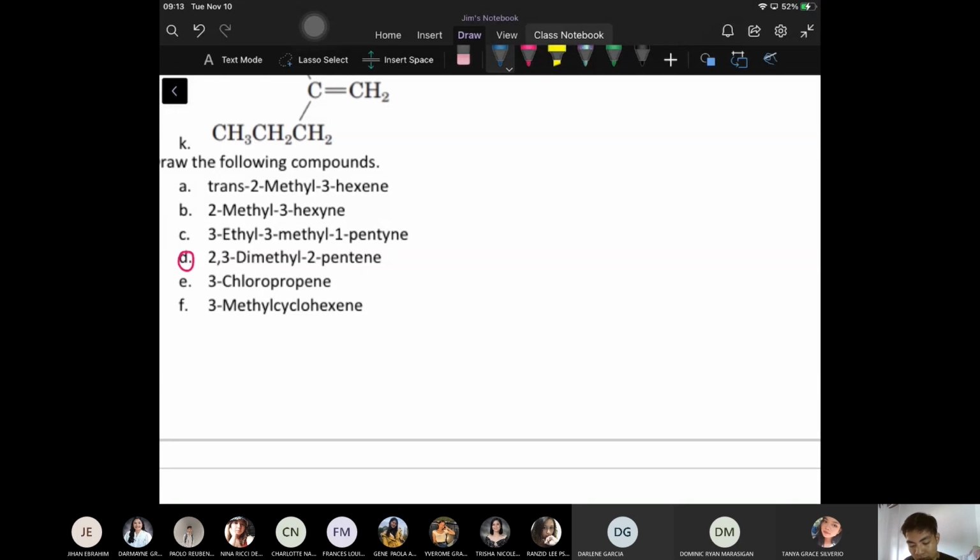Okay? So, sige. So, let's do letter A. You draw your parent chain muna, the 3-hexene. Hexene, so 6 na carbon. Let me draw it bigger. On the third carbon, 1, 2, 3. Then yung double bond. The second carbon, I have my methyl. At kailangan siya ay trans. Ngayon, tignan mo to. Ito yung double bond mo. You check kung yan ay cis or trans.